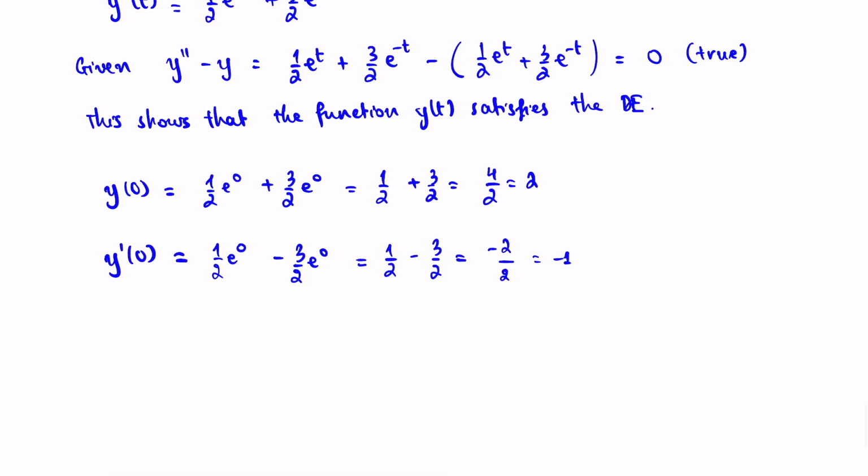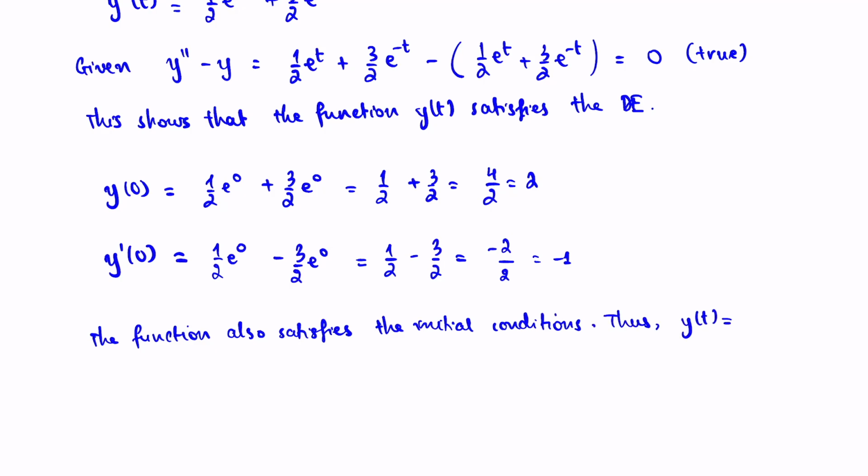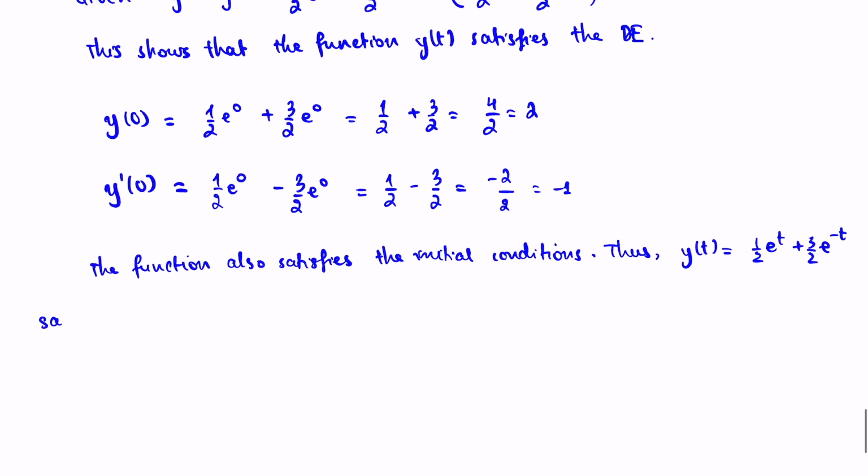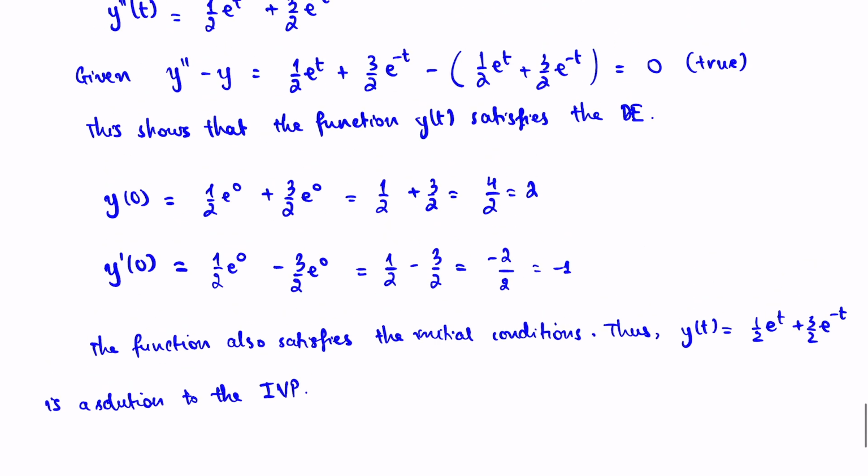So you conclude that the function also satisfies the initial conditions. Thus, y of t equal to 1/2 e to the t plus 3/2 e to the negative t is the solution to the initial value problem. Okay. So that wraps up lecture 8.